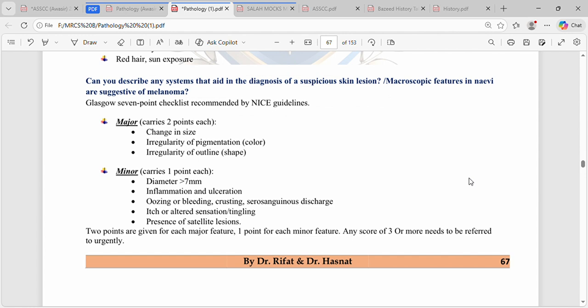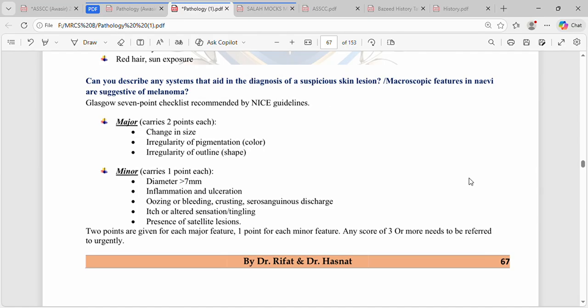Minor features carry 1 point each: diameter greater than 7 mm, inflammation, ulceration, oozing or bleeding, crusting, serosanguinous discharge, itch or altered sensation, tingling, and presence of satellite lesions. 2 points are given for each major feature and 1 point for each minor feature. Any score of 3 or more needs to be referred urgently.